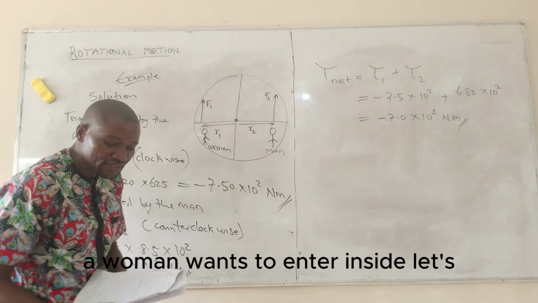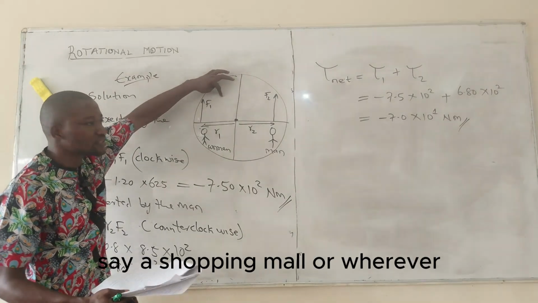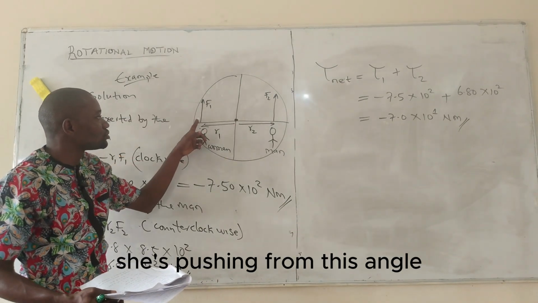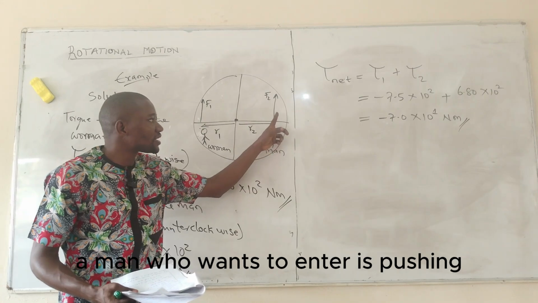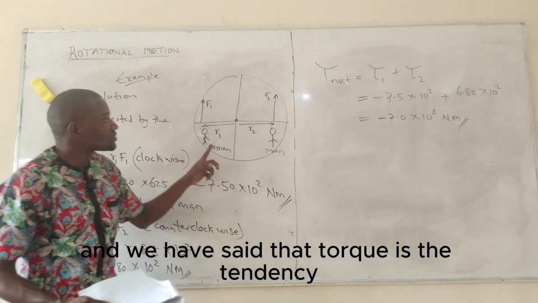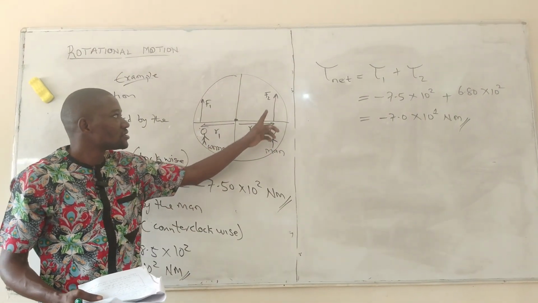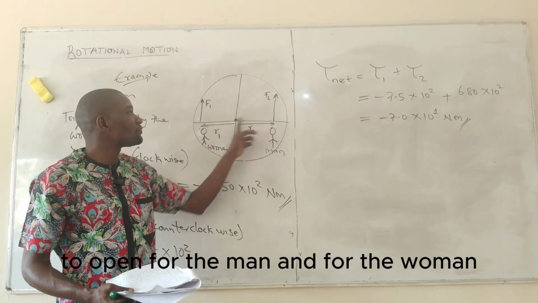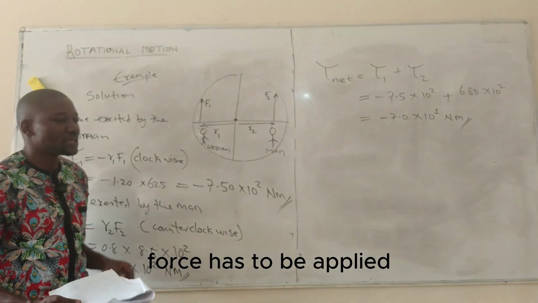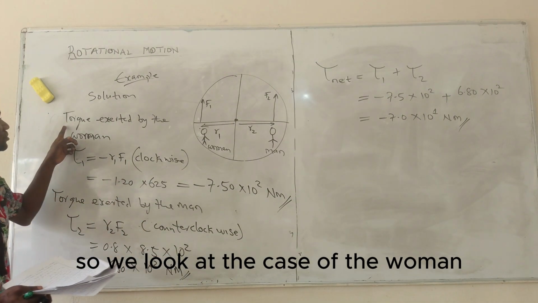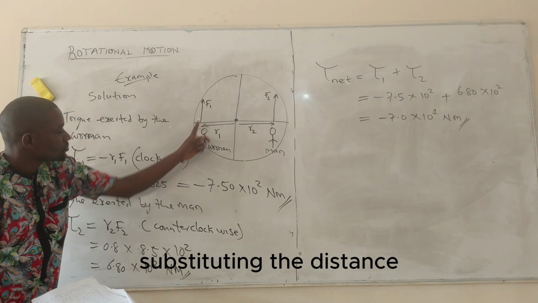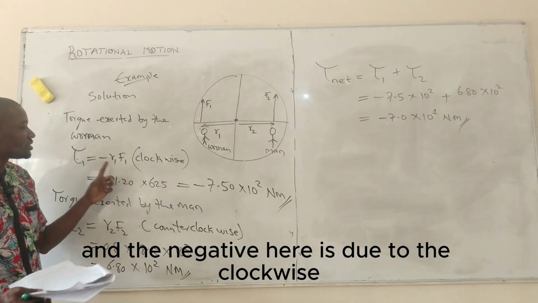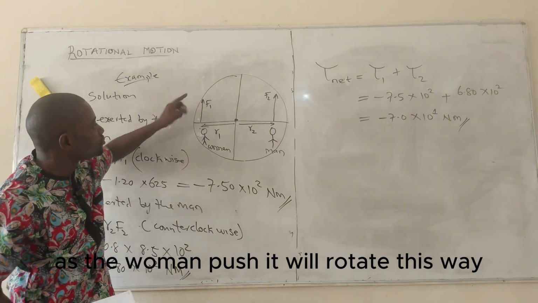A woman wants to enter inside, let's say a shopping mall or wherever. She's using a rotating door. She's pushing from this angle. A man who wants to enter is pushing. And we have said that tau is the tendency, force times perpendicular distance. So for the door to rotate, to open for the man and for the woman, force has to be applied. So we look at the case of the woman, substituting the distance and the force applied, we have this. And the negative here is due to the clockwise. As the woman pushes, it will rotate this way.